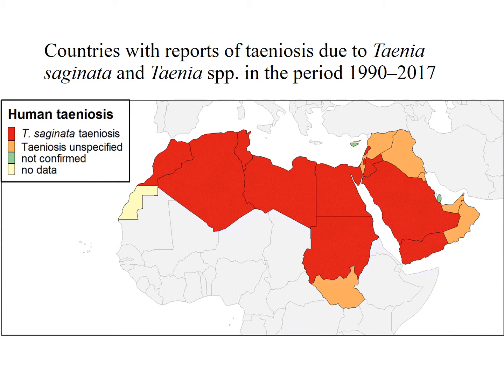So in this map, we can see the reports of taeniasis due to Taenia saginata and Taenia species in the period of 1990 to 2017. The red spots are due to Taenia saginata taeniasis. This red color covers almost the European countries and also the Latin American countries, including Russia also.